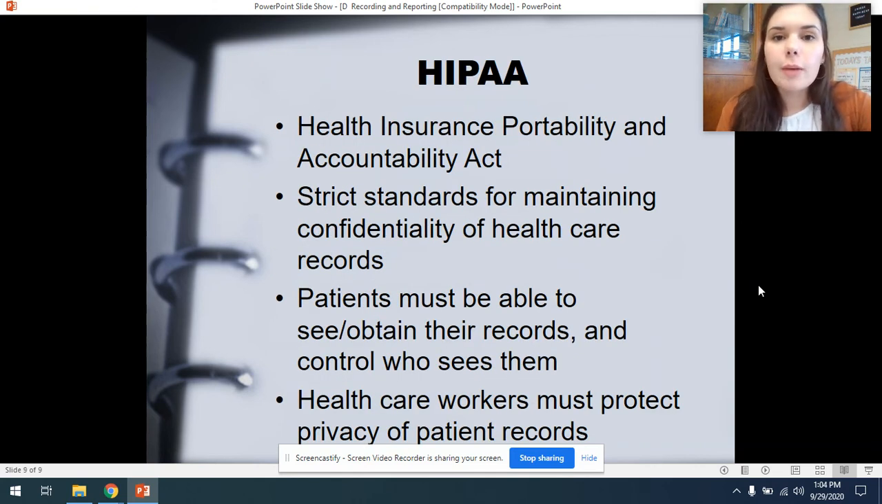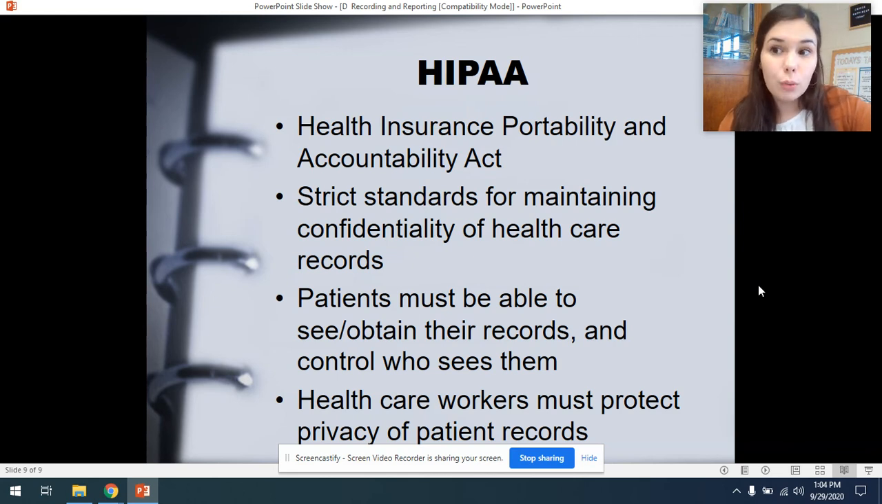And the last thing we're going to talk about today is HIPAA, which you've probably heard me mention before, but it's very important in the medical field, and you'll hear it a lot throughout your 3 years of taking my classes. HIPAA stands for Health Insurance Portability and Accountability Act. And it's a strict set of standards that we are using to maintain confidentiality of healthcare records. HIPAA was created in 1996, which wasn't that long ago. That was 24 years ago, because I was born in 1996 and I am 24 years old. And so it's really not that old of an act, but it is so important to the medical field.